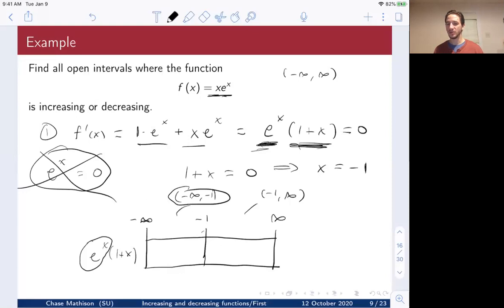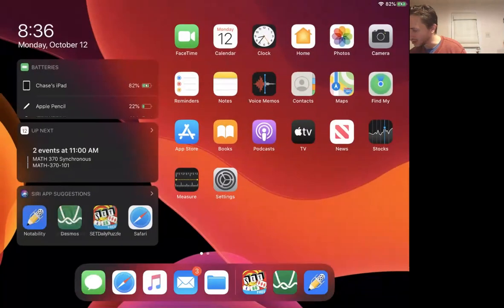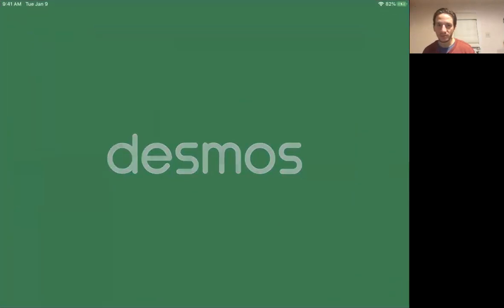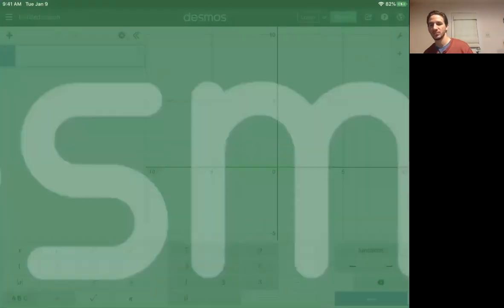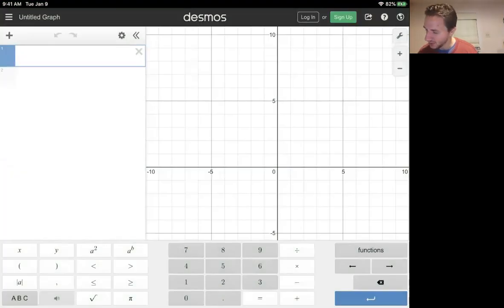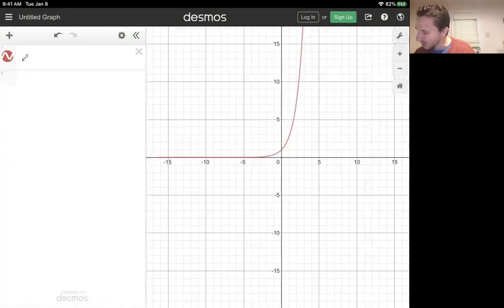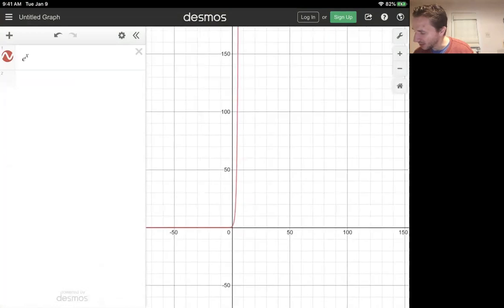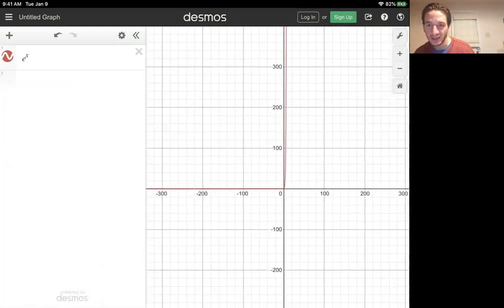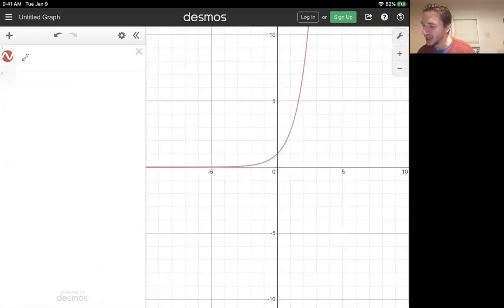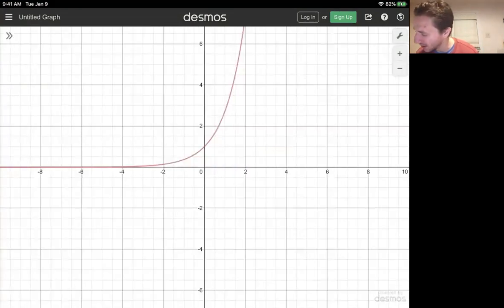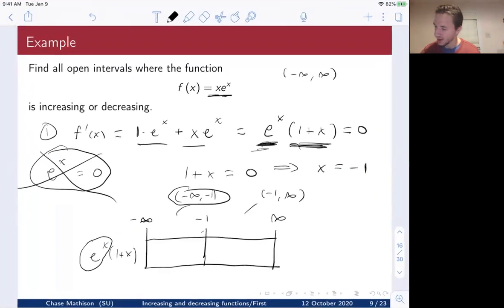Careful. Let's look at a graph of e to the x really quick. If I do e to the x, no matter how far I zoom out, it stays above the x-axis, right? E to the x is actually always positive. Okay, so this is always bigger than 0. This is always going to be positive.